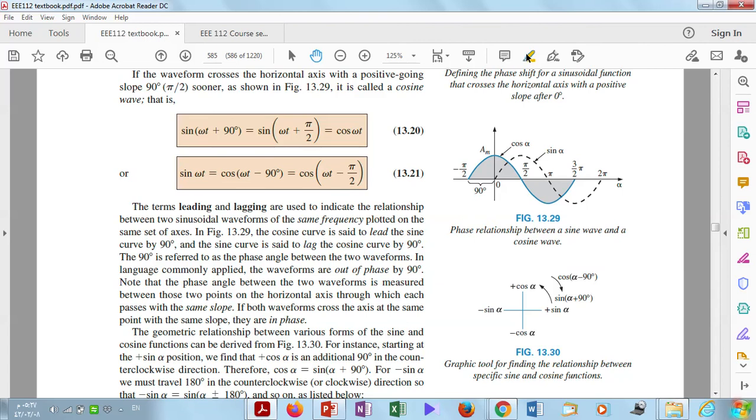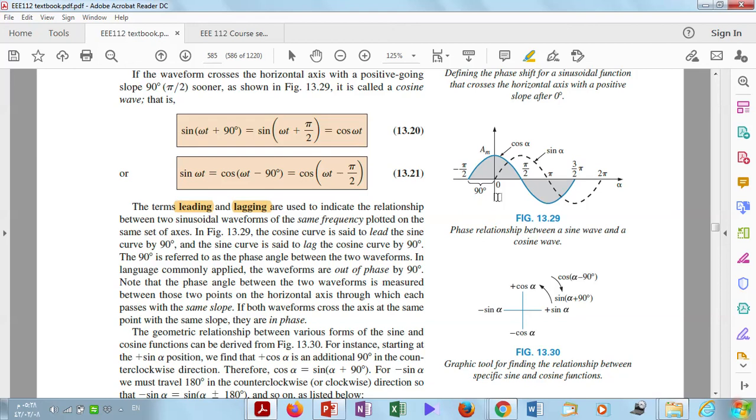We have a very important terminology in this course called leading and lagging, as we see in the lab. Leading means متقدم, lagging متأخر. Okay, leading, if we say cosine lead sine by 90 degrees, يعني cosine متقدم على الساين 90 درجة.